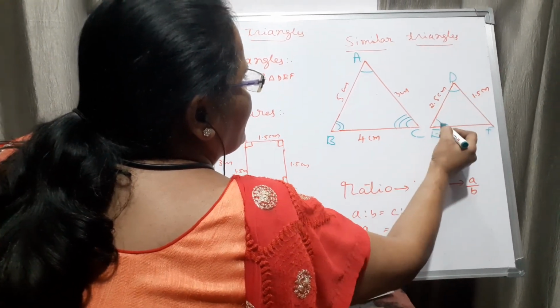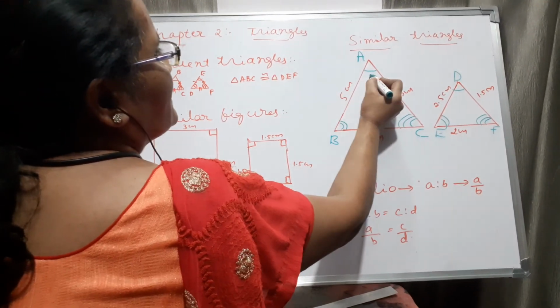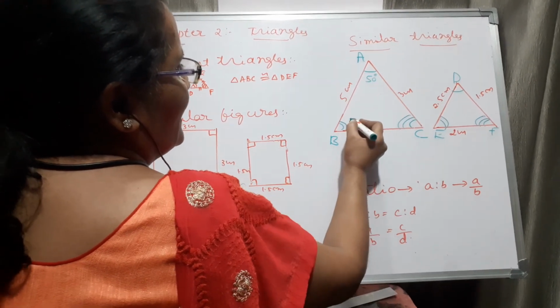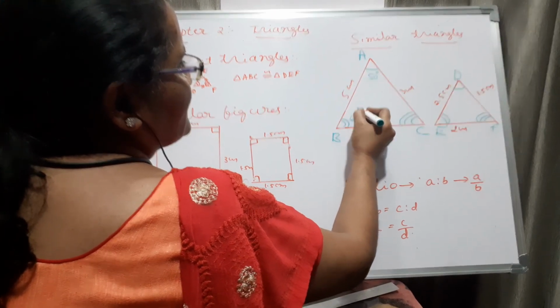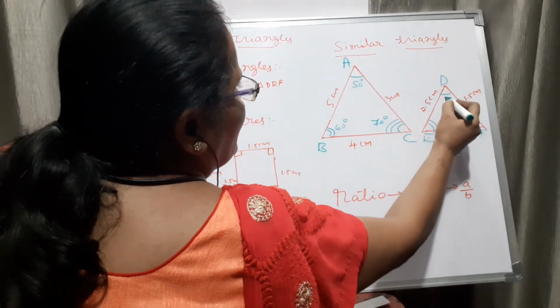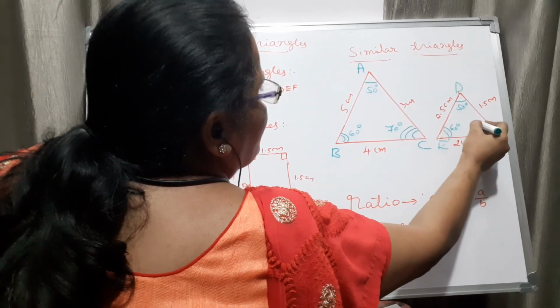This is one angle, this is another angle, here this is one more. Now, we know that the sum of three angles is equal to 180 degrees. I'll take 50, 60, 110, then this is equal to 70. I'm taking this also here 50, this is 60, and this is 70.